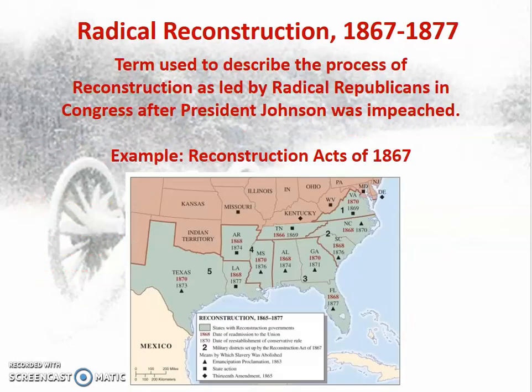What we're going to see, though, is that we're entering into an era known as radical Reconstruction, where it will be the radical Republicans in Congress who will start to steer the course of the nation during this period of Reconstruction between the years of about 1867 and 1877. How, though, is Congress able to do this? How are they able to take this lead role in steering the nation through this turbulent period?